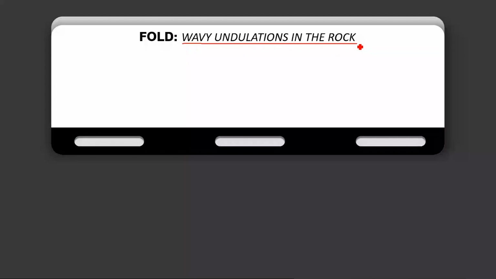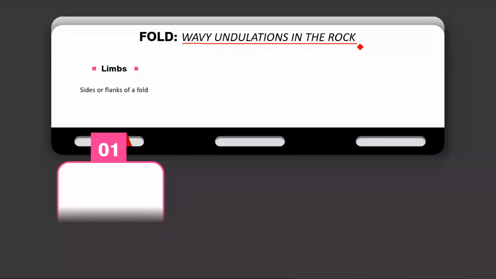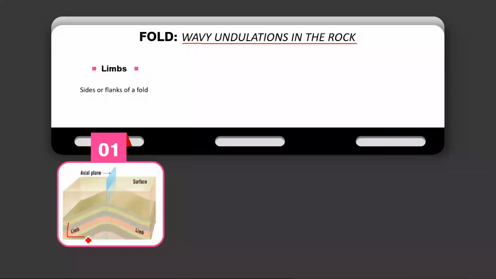What is a fold? A fold is a wavy undulation seen in the rock. Okay, so when you are talking about a fold, it is wavy undulations which are seen on the rocks. And when I say it is a wavy undulation, there are different parts on the fold. So we are going to discuss briefly what these different parts are. The first one we call a limb. Seeing here, these are two limbs of the fold.